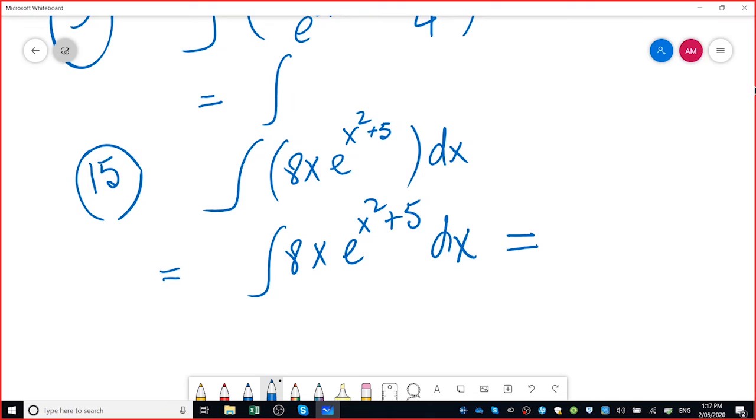What I would do is I'd have 8x times e to the power, the same thing, but then instead it's being divided by 2x. Why 2x? And where does 2x come from? 2x comes from the derivative of x squared plus 5. You can't divide it. How can you divide it, brother?